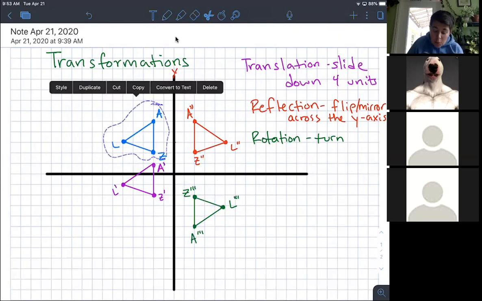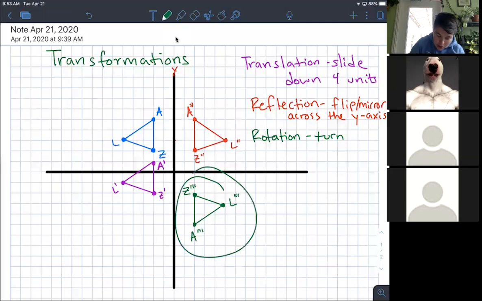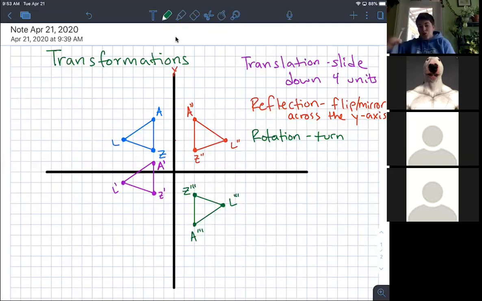So the purple one was the only one that was translated, and then I can say the red one I know for a fact was reflected, because it's a mirror, right? It's flipped. Everything is flipped. The L used to be on this side, and now it's on this side. So it's a mirror image. And then I know that this is a rotation because everything is turned around, right? I took this whole thing and I rotated it around.